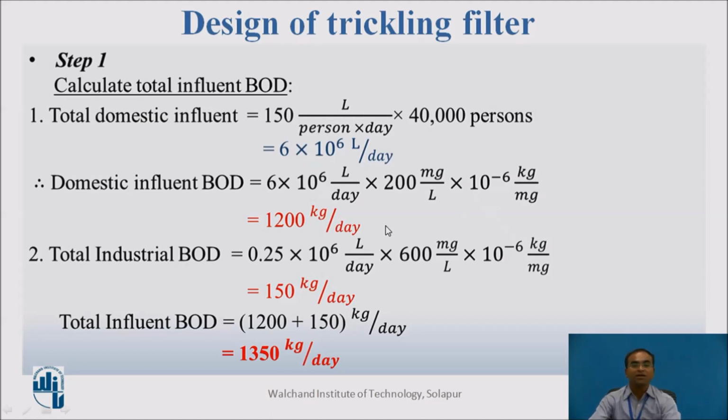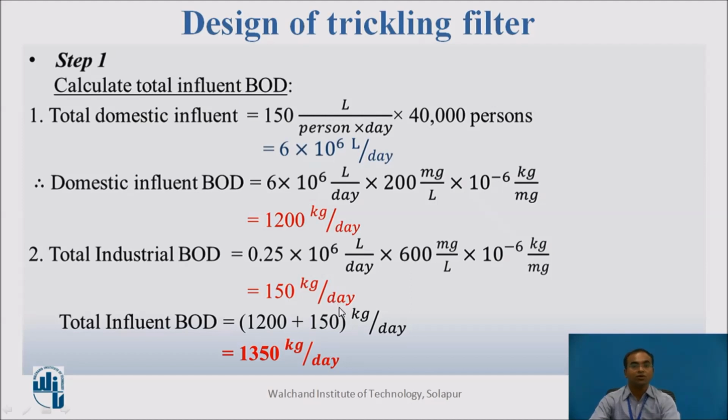Our answer will come out in kg per day. After calculating, it is 1200 kg per day. So we are getting the total BOD from the domestic influent, which is 1200 kg per day. The second part is the industrial BOD. It is calculated as 0.25 into 10 raised to 6 liters per day multiplied by 600 mg per liter, multiplied by 10 raised to minus 6 kg per mg. By calculating all this, we get 150 kg per day.